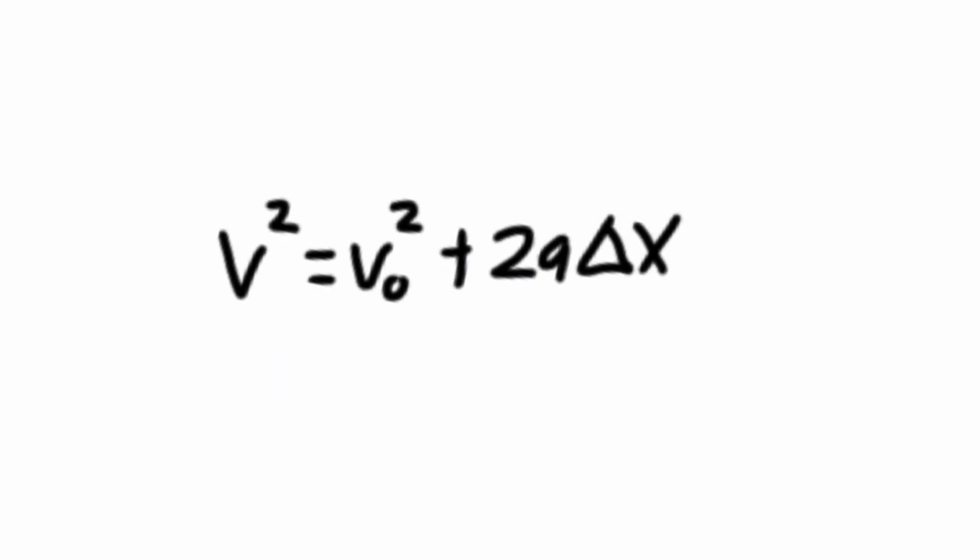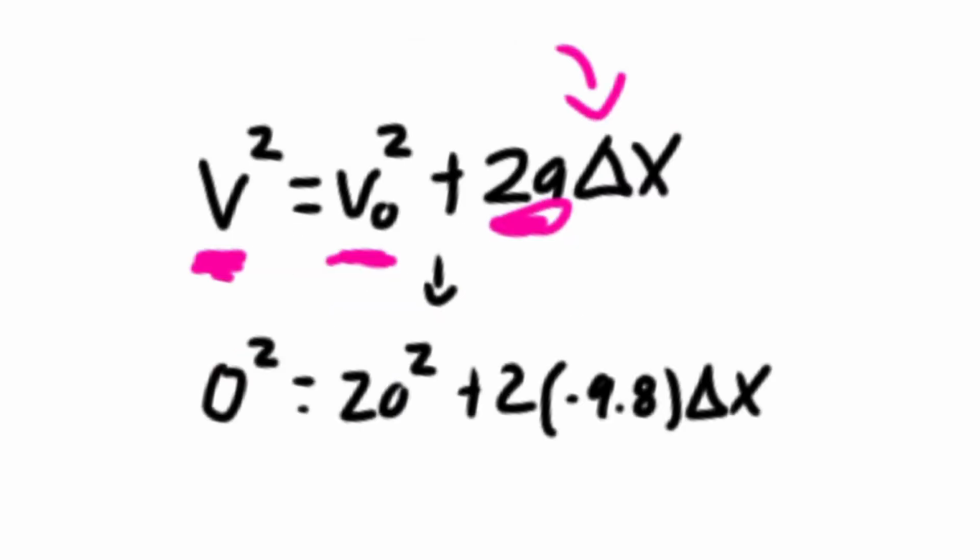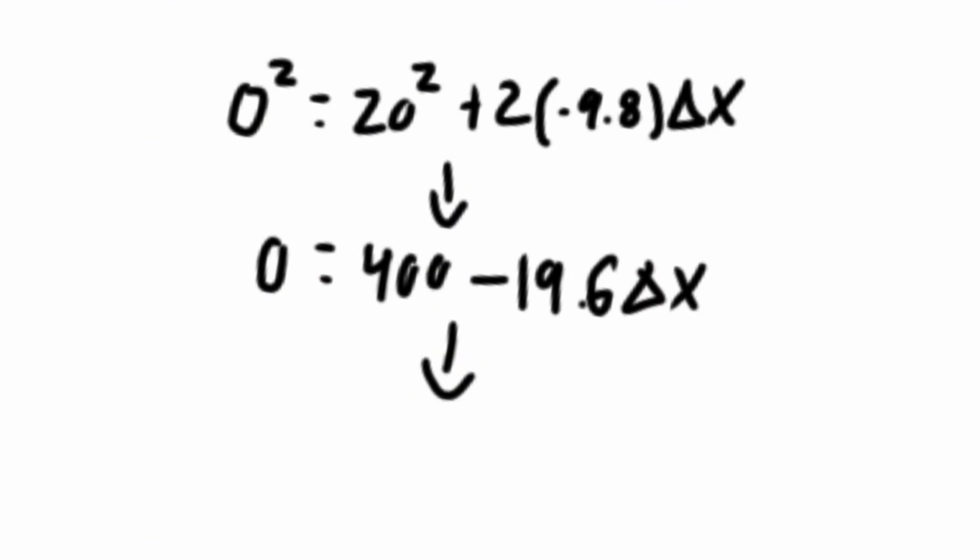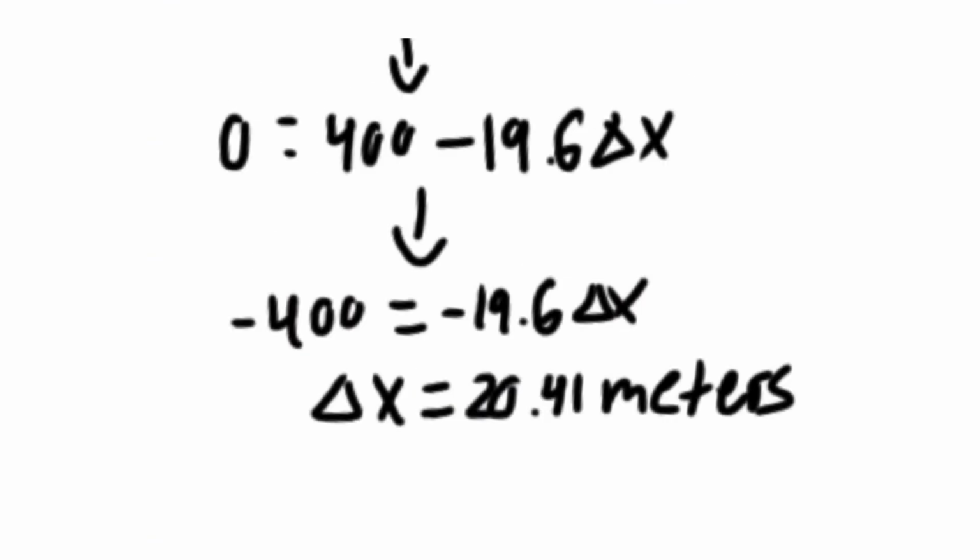So based on all the information we're given, we're going to go ahead and use this equation here. Now we're using this equation because we know what our final velocity is, we know what our initial is, and we know what our acceleration is. That leaves us with our delta x is unknown, which we could solve for. So when we start to plug in all of our knowns, we just multiply it out, subtract the 400 to get it on the other side, and then finally we isolate our delta x, resulting in 20.41 meters.